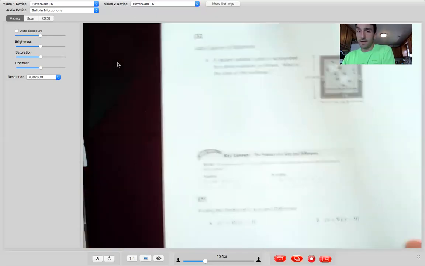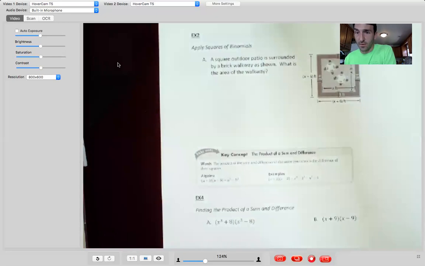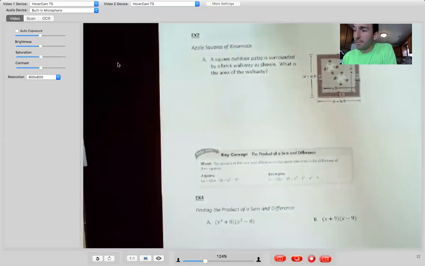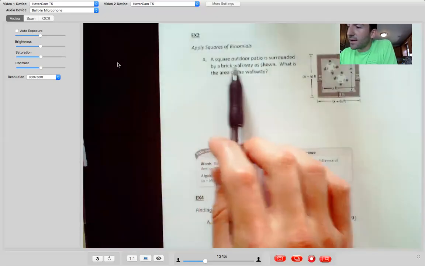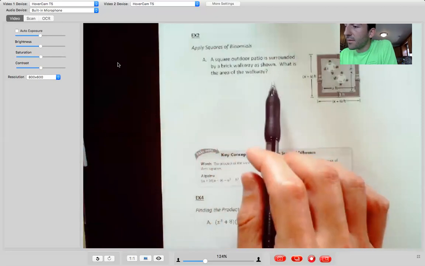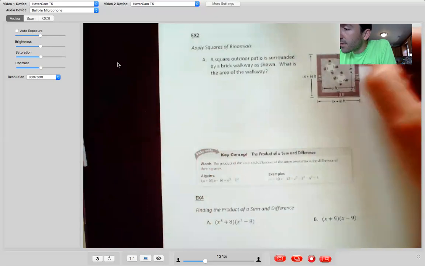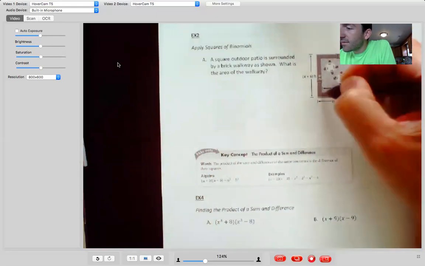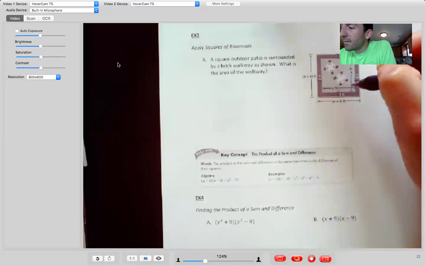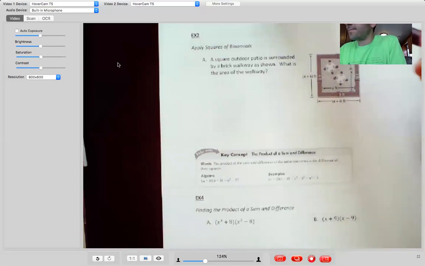All right, so moving on to our word problem here. Basically, this says a square outdoor patio surrounded by a brick walkway. What is the area of the walkway? So here's our walkway right here. We've had this problem several times. Basically, we want to do the area of the big square minus the area of the little square.